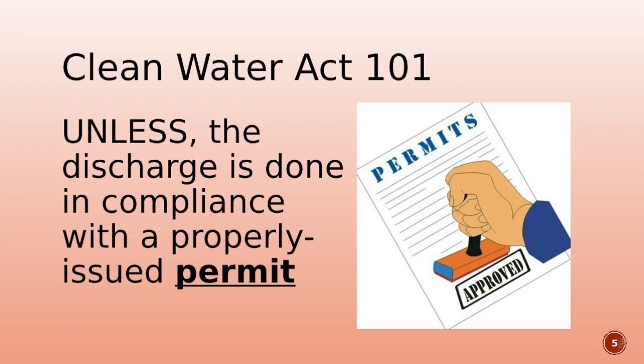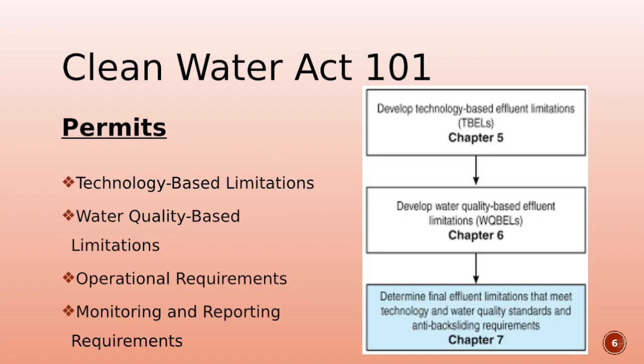So technology-based limitations basically look at an industry and say, in this industry, this is how much of a certain chemical should be discharged from your effluent based on the type of factories you run, for example. Water quality-based effluent limitations look at the health of the actual water body. So for the technology-based limitations, again, they're industry specific. They're generally promulgated by the US EPA because they look nationwide at an industry, and they're promulgated sort of not that frequently by the federal agency.